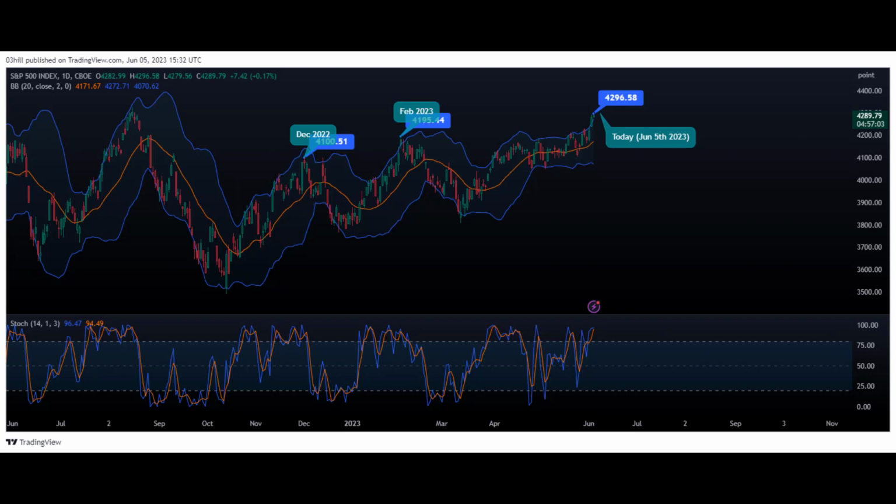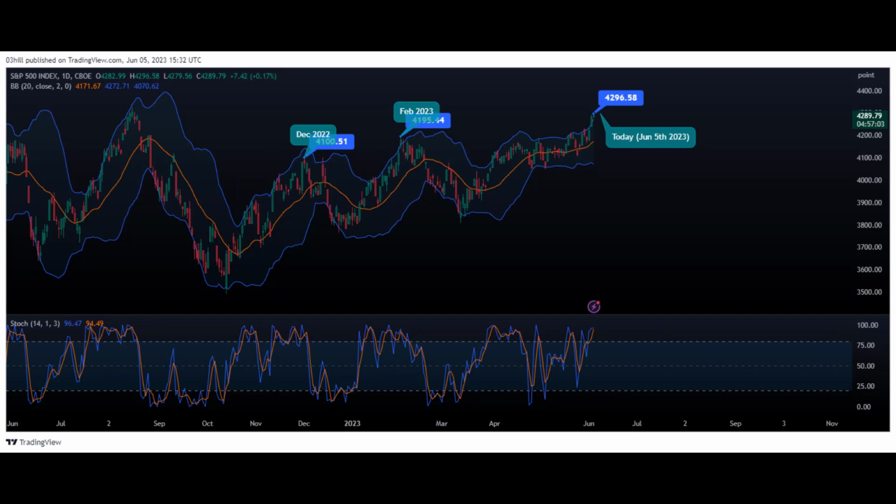With a stochastic oscillator reading of 96, it indicates that the S&P 500 index is currently in an overbought condition. This suggests that the index may have experienced a significant price increase in a relatively short period of time, potentially reaching a point where selling pressure may outweigh buying pressure. When the stochastic oscillator is at such high levels, it's important for traders and investors to exercise caution. An overbought reading does not necessarily mean an immediate reversal will occur, but it does suggest that the market may be due for a potential pullback or consolidation.